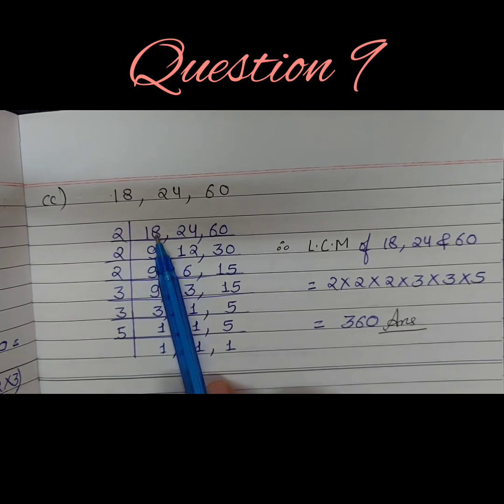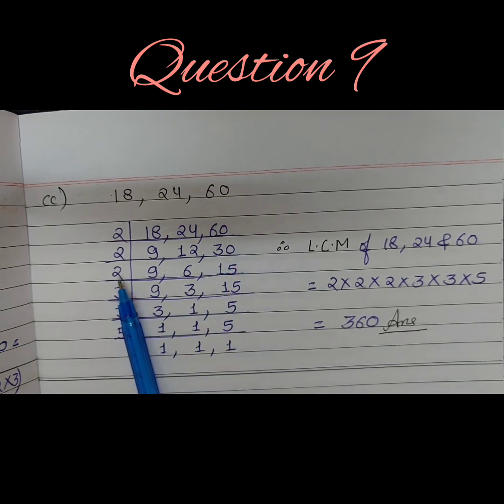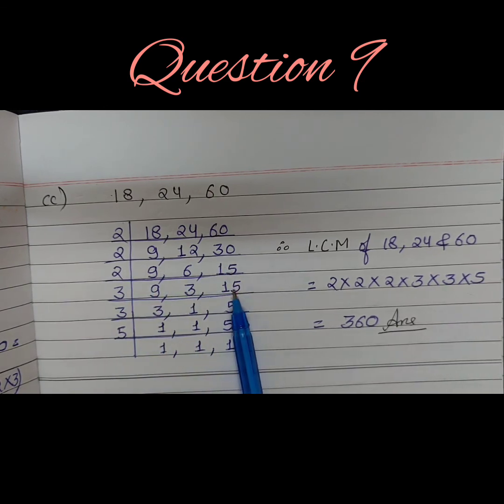2 9s are 18. 2 12s are 24. 2 30s are 60. Now next prime number is again 2. 9 is not divisible by 2, so carry forward. 2 6s are 12. 2 15s are 30. Now again take 2. 9 is not divisible by 2, so carry forward. Now 2 3s are 6. 15 is not divisible by 2, so carry forward 15.